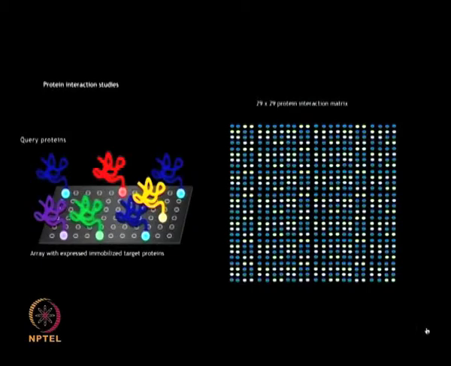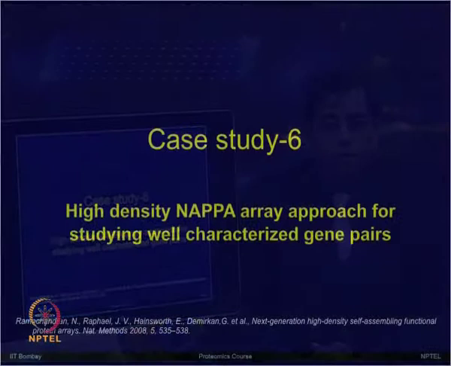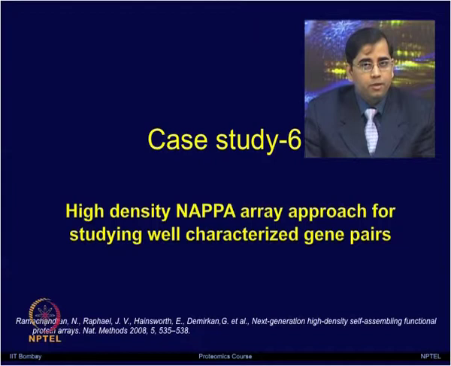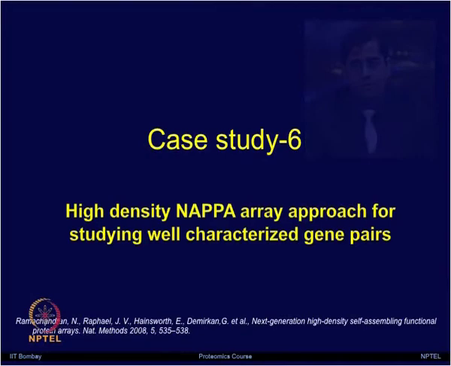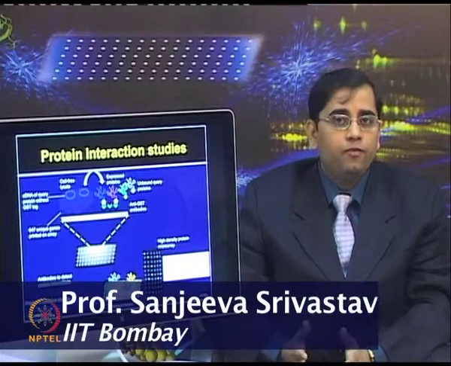Now, let us discuss case study 6, the high density NAPA array approach for studying well characterized gene pairs, a study by Ramachandran et al, 2008. The previous study was more of a proof of concept where a handful of proteins were taken for studying the interactions, whereas this time a high density array was used where thousands of features were printed.